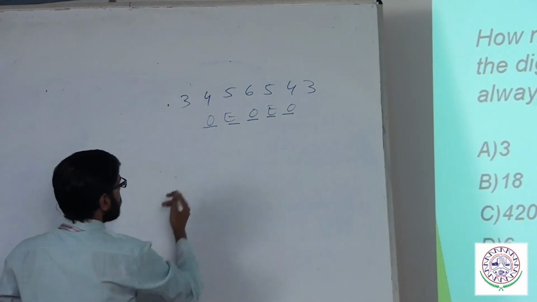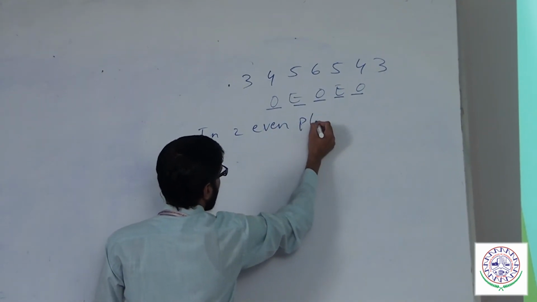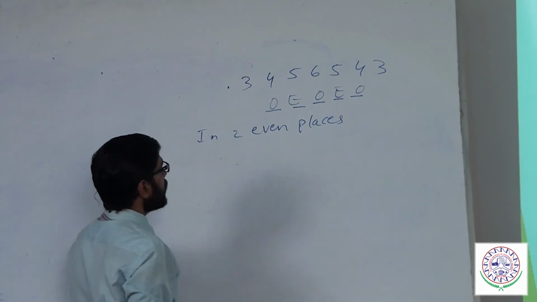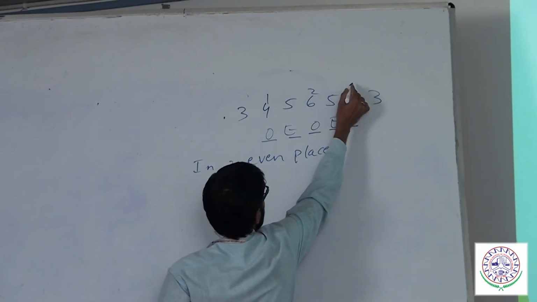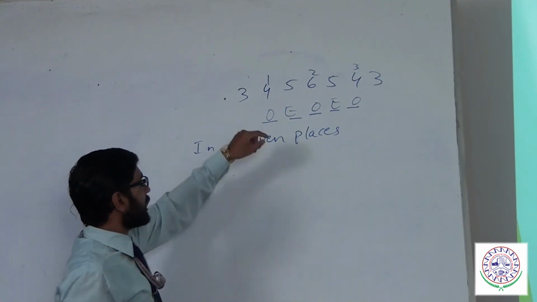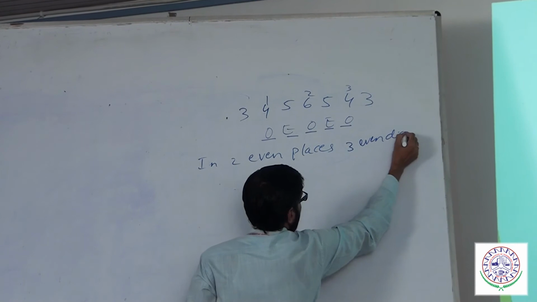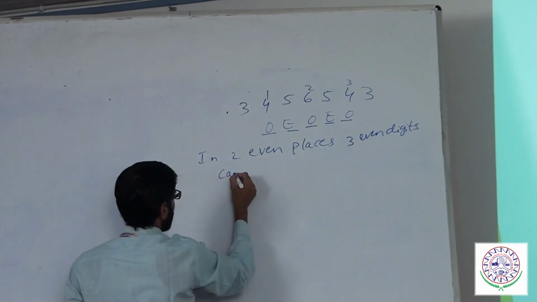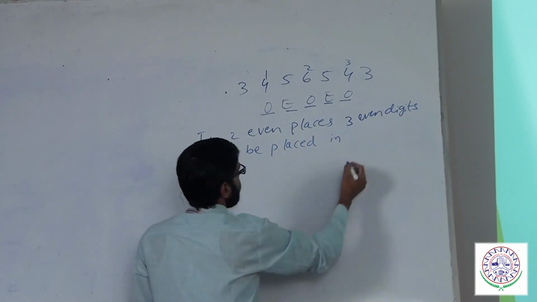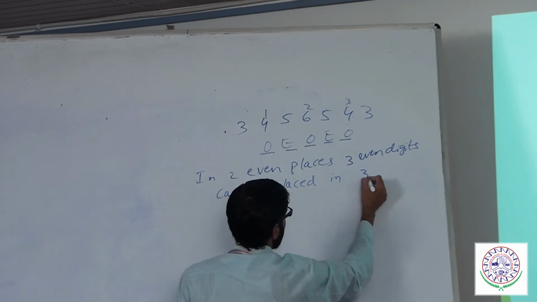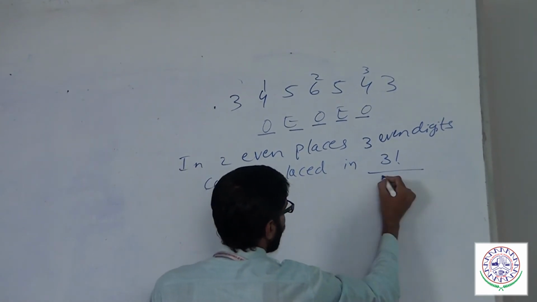So I can write this as: in 2 even places, because there are 2 even places, how many even numbers are there? If you take in this, how many even digits are there? This is 1, this is 2, and this is 3. So 3 even numbers are given. So in 2 even places, 3 even digits can be placed in 3 factorial ways, divided by 2 factorial ways.